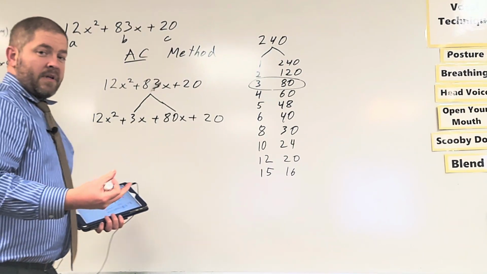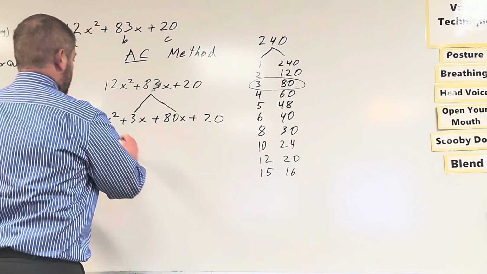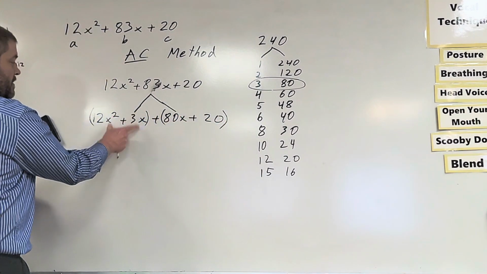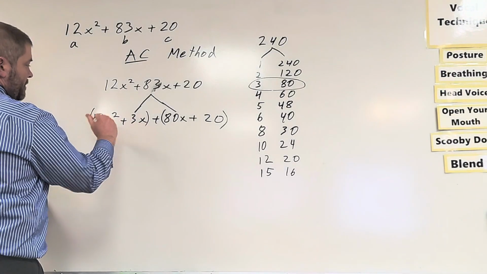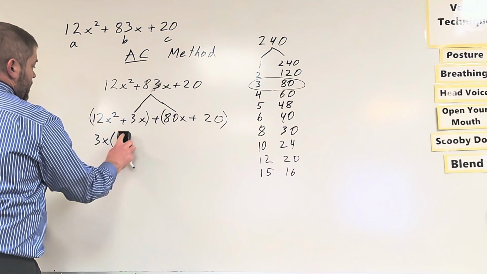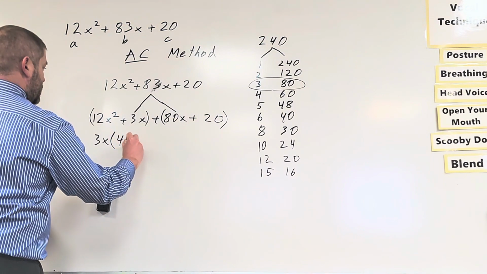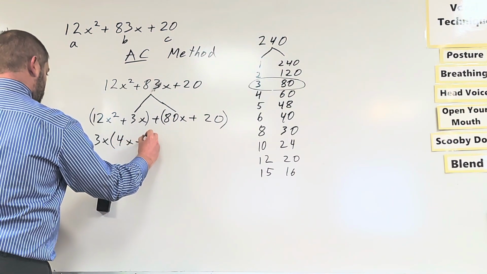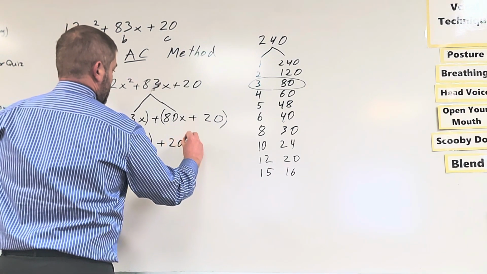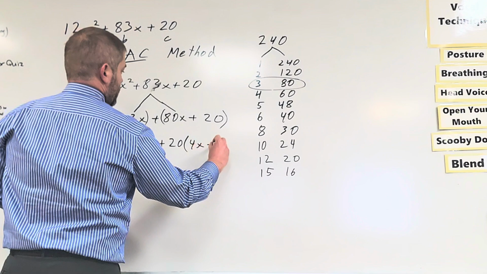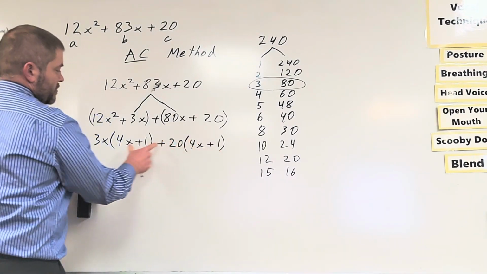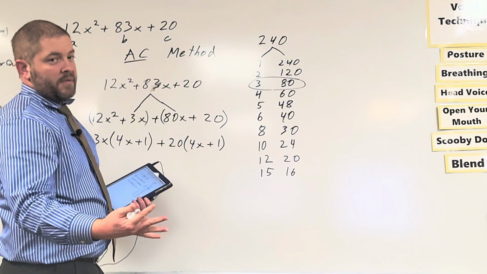And then we would do something called factoring by grouping. So we would group these two. We would group these two. And then in this group, take out the greatest common factor of 3x. And we're left with a 4x plus 1. And then the second set has a greatest common factor of 20. And we're left with 4x plus 1. The goal here is that these two sets of parentheses match. If those don't match, then you made a mistake.